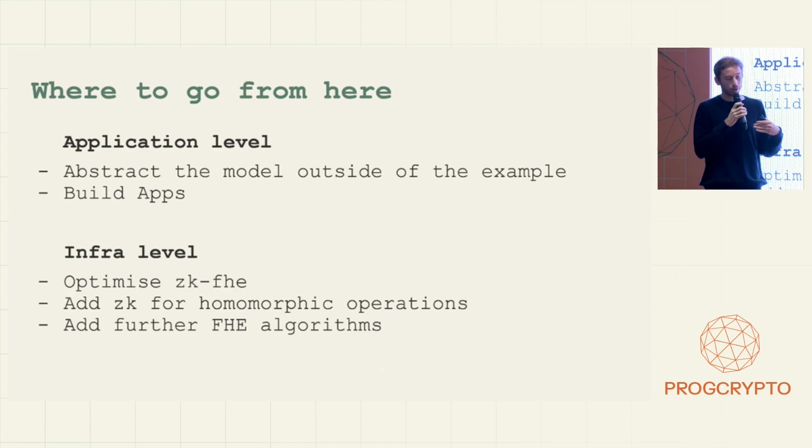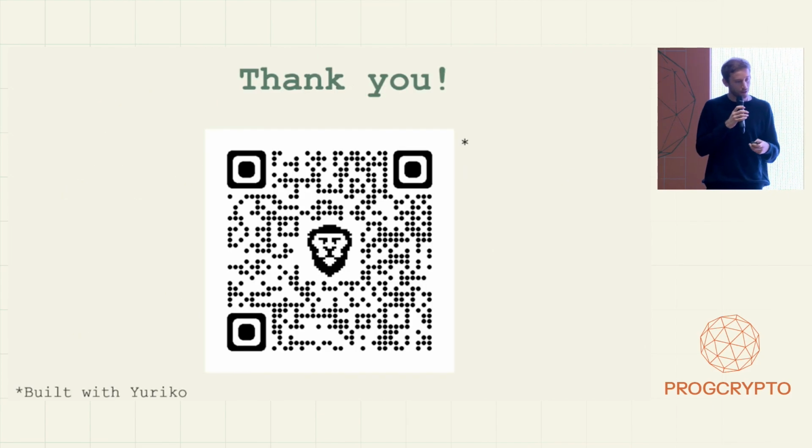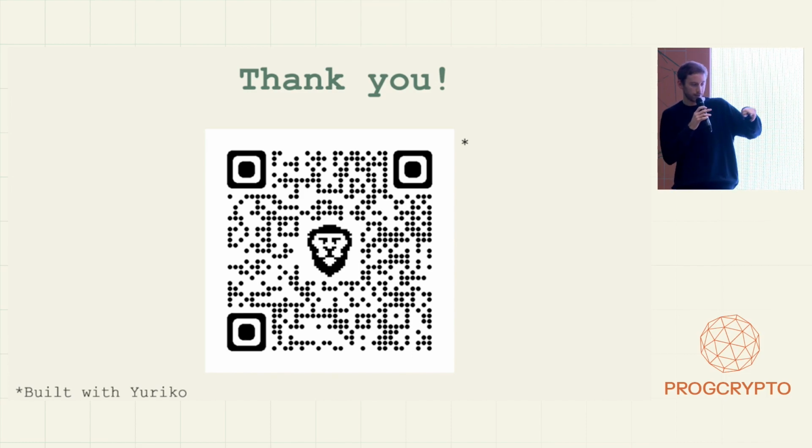And lastly, work on another FHE algorithm. BFV is just one of the many algorithms available, and it would be interesting to see how they fit into the logic of SNARKs, and maybe we find that there are some more friendly algorithms when paired with SNARKs. So this is the library that I was referring to, and as you see, it says built with Yuriko, who is going to speak next about the technical part of this encryption scheme. Thank you.